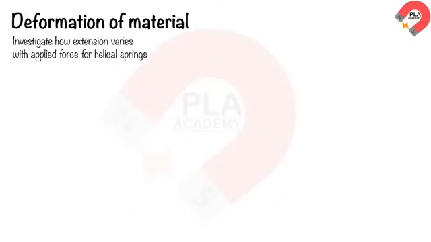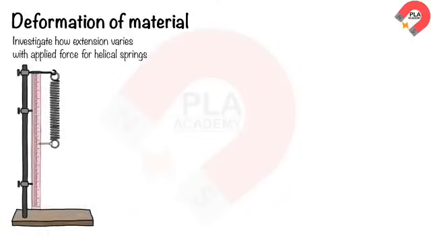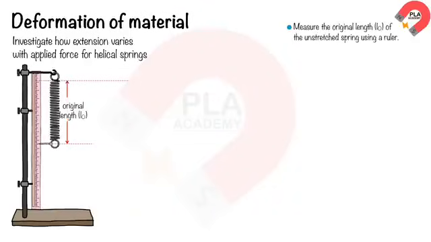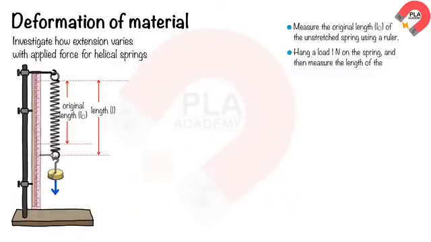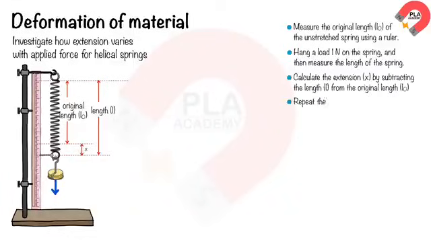Deformation of material. Investigate how extension varies with applied force for helical springs. Set up the apparatus as shown. Measure the original length of the unstretched spring using a ruler. Hang a load of 1 newton on the spring, and then measure the length of the spring. Calculate the extension by subtracting the original length from the length. Repeat the experiment for additional loads of 2 newtons, 3 newtons, 4 newtons, 5 newtons and 6 newtons.